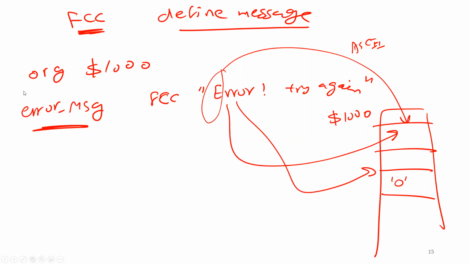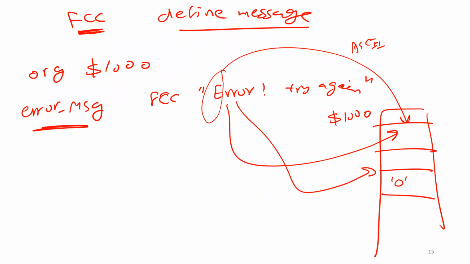Okay. So this is a name, and then I can say FCC, right? And then I can put quotation, as you see here, quotation, right? And then you can write the message, whatever you want to write. Error, and then try again. Is that okay? So this is how you can define messages so that you can use them later to display them on the LCD, for example.